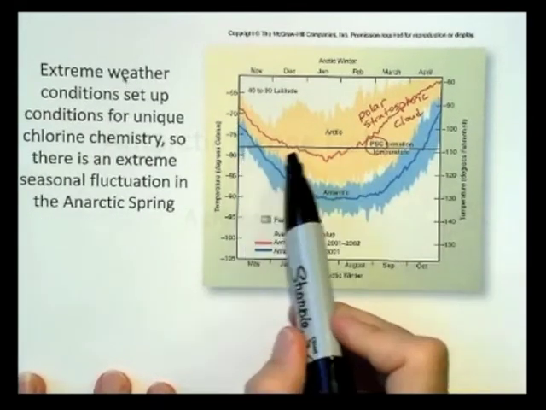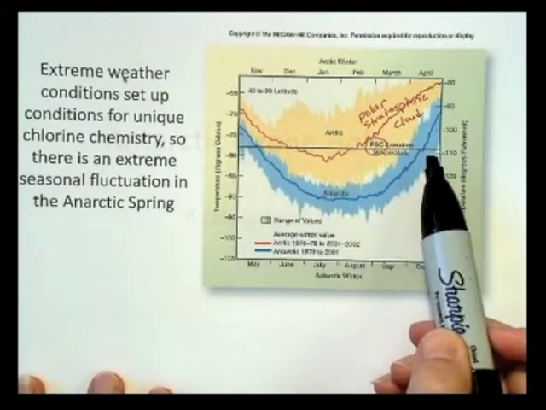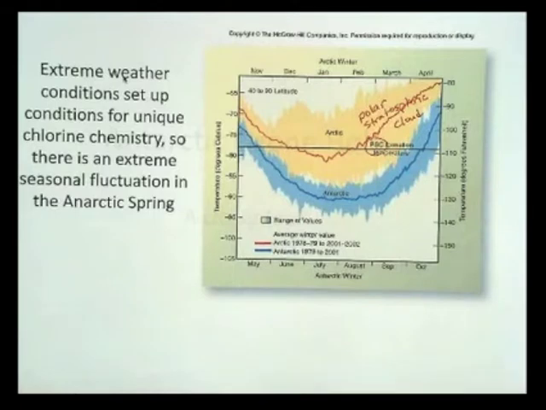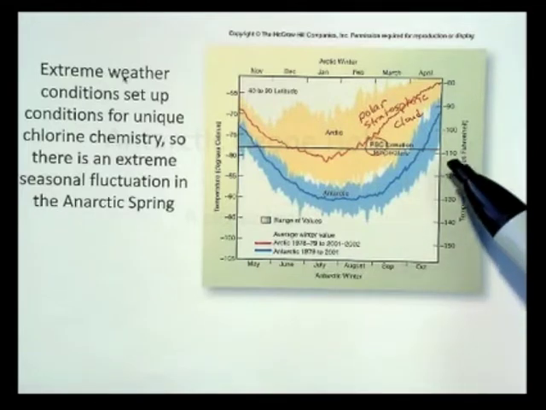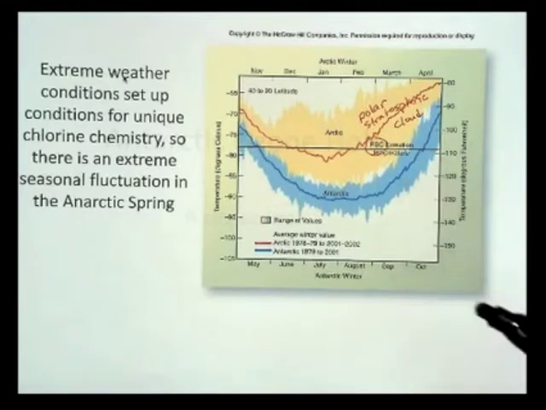And below this temperature, there is the possibility of the formation of something called a polar stratospheric cloud, which is a very thin cloud in the stratosphere. And because it's so cold, instead of being little drops of water, it's little drops of ice. And there's something important about those little drops of ice.